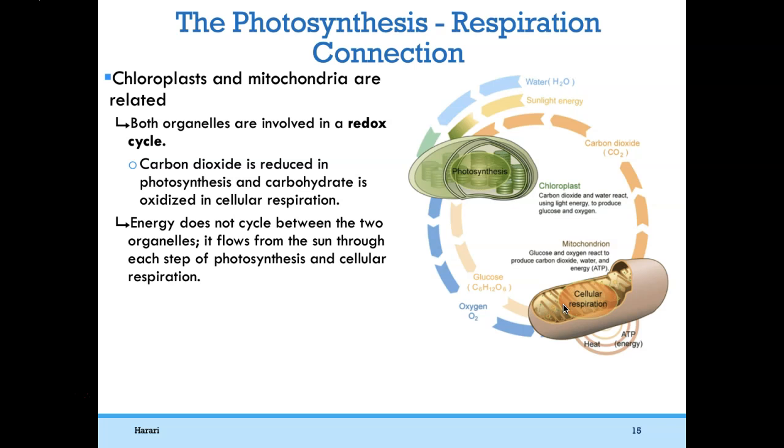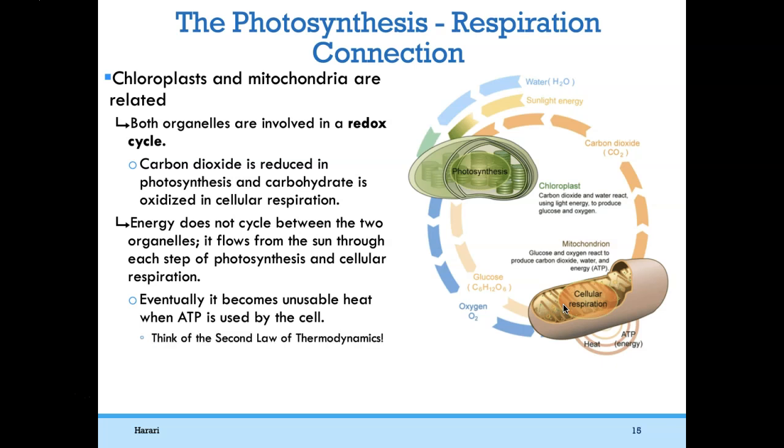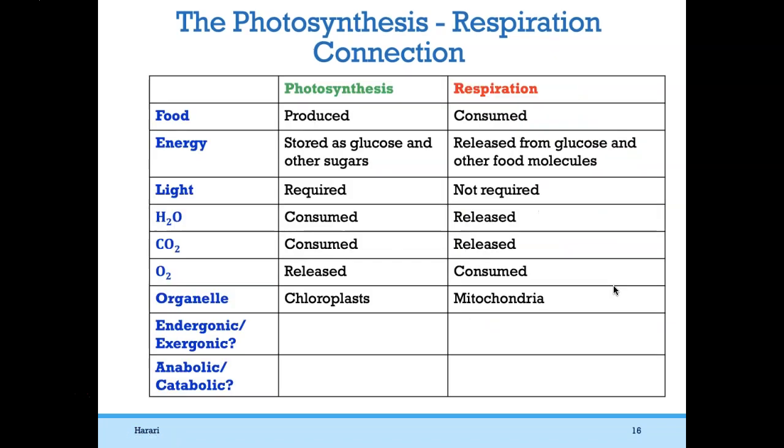Remember, energy does not cycle between the two organelles. It flows from the sun first and through each step of photosynthesis and cellular respiration. And eventually, the energy becomes unusable heat when the ATP is used up by the cell. So recall the second law of thermodynamics. Right, so every time we convert energy from the sun to sugar to ATP, energy is being lost as heat. And that's increasing the entropy in the universe.